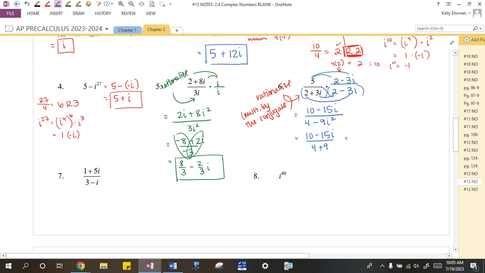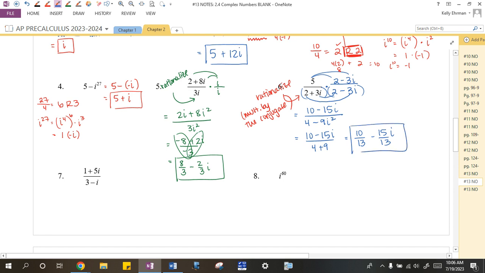And remember, we're supposed to split it up into standard form, so 10 over 13, and then minus 15 over 13i. Either put the i up with the 15, or make sure it looks like it's being multiplied out to the side. You wouldn't want to put it down here. That's not correct. Okay. So that's our answer for that one.